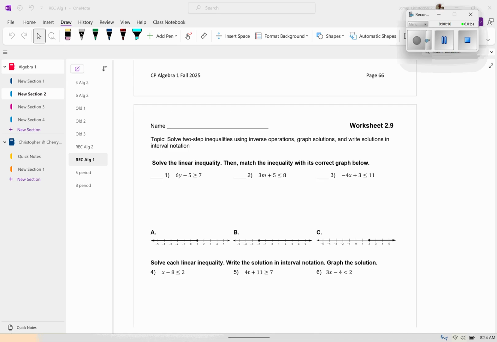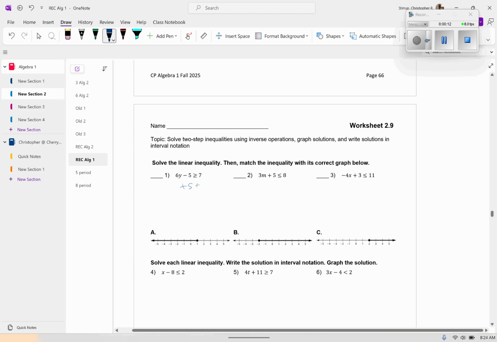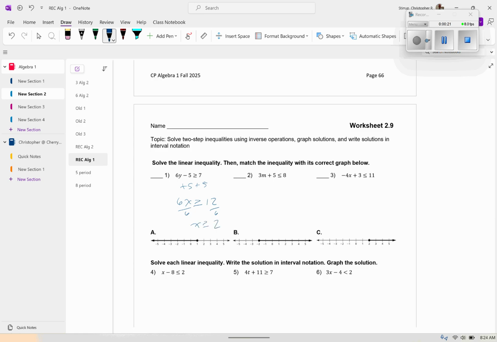This is 2.9. So I'm going to add 5 to both sides here. I'm going to get 6x greater than or equal to 12. Divide each side by 6. X greater than or equal to 2. So we have to figure out that's going to be solid dot at 2. So it looks like letter C.